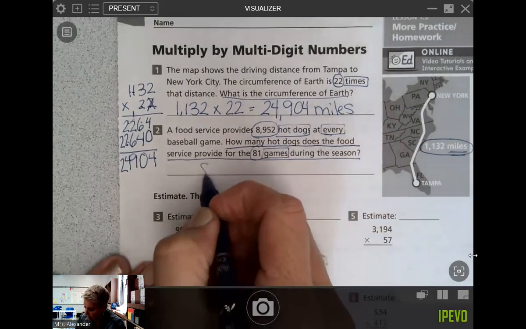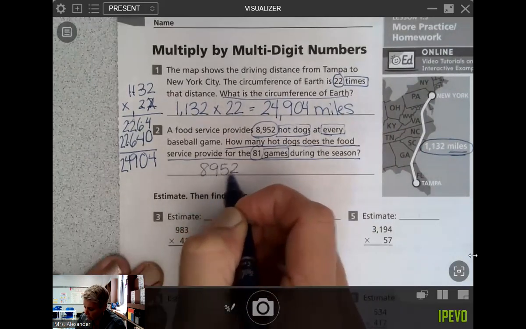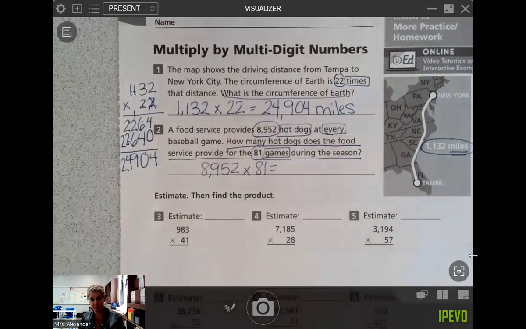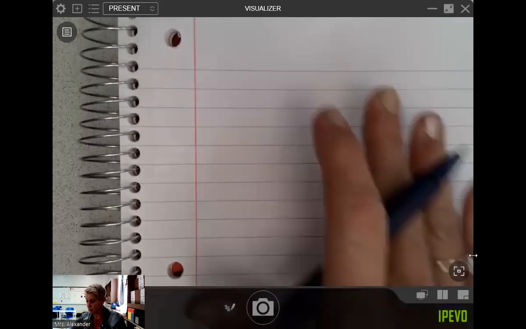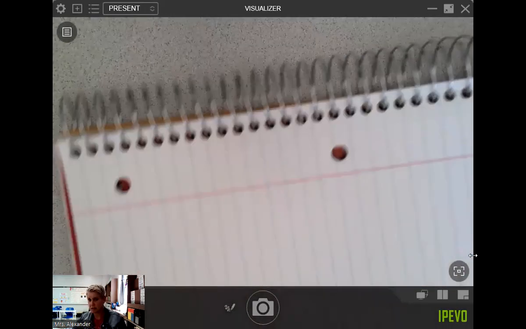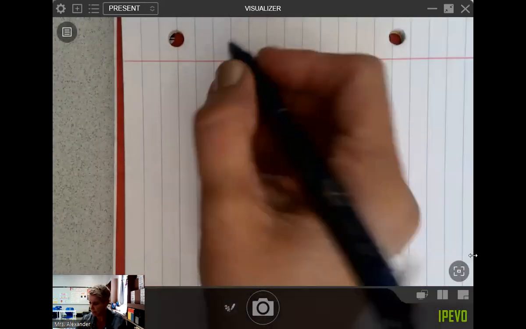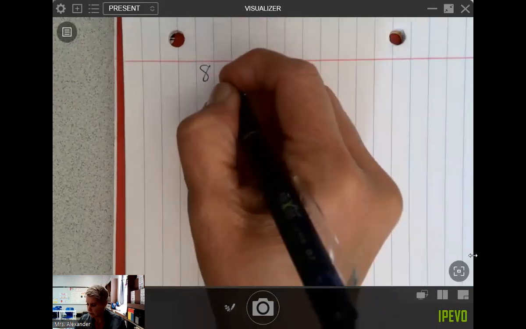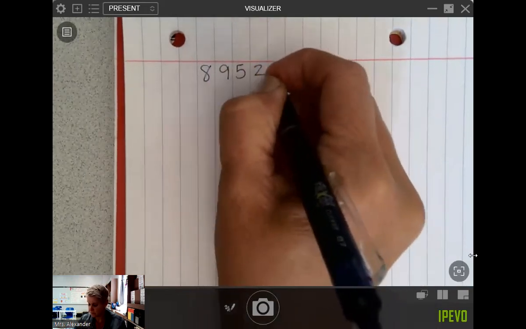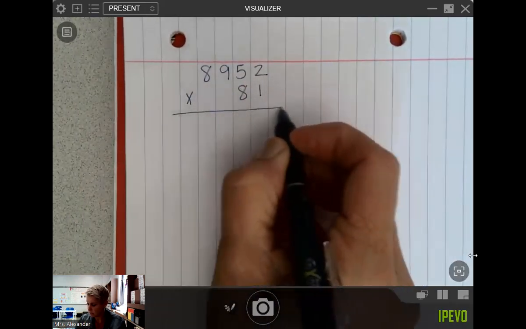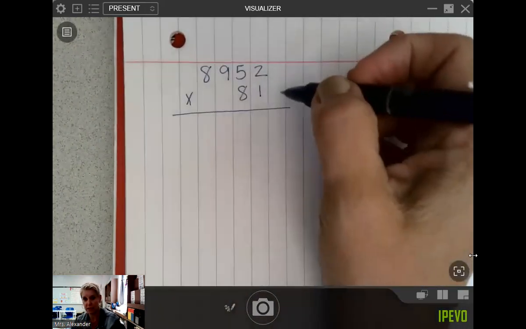So if there are 8,952 hot dogs at one game, but they're making them for 81 games. Here's the equation we're going to solve. I'm going to rewrite it here in my notebook so that I can write it nicer. Some of you I know like to turn so that you can keep your numbers lined up. I'll go ahead and do that. We have 8,952 times 81.